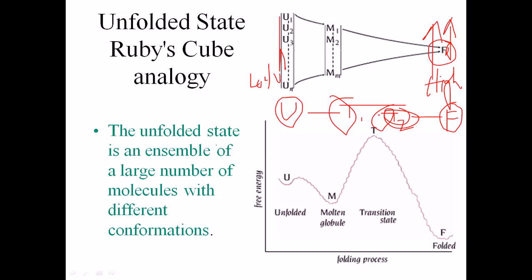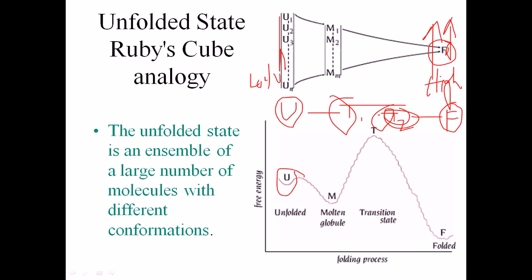Okay, so the unfolded state is an ensemble of a large number of molecules with different conformations. When we talk about the unfolded state, we have many different protein chains, all with different conformations, which are not the most stabilized ones. That's why we call them the unfolded state. We have all those amino acid sequences with the peptide bonds and chains, but what we lack is the stabilization of the conformation, the specificity of the interactions between the amino acid sequences.